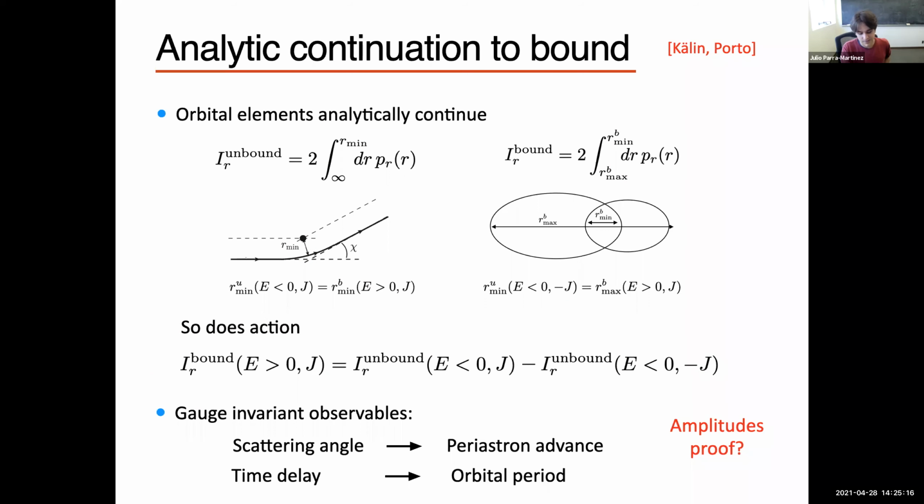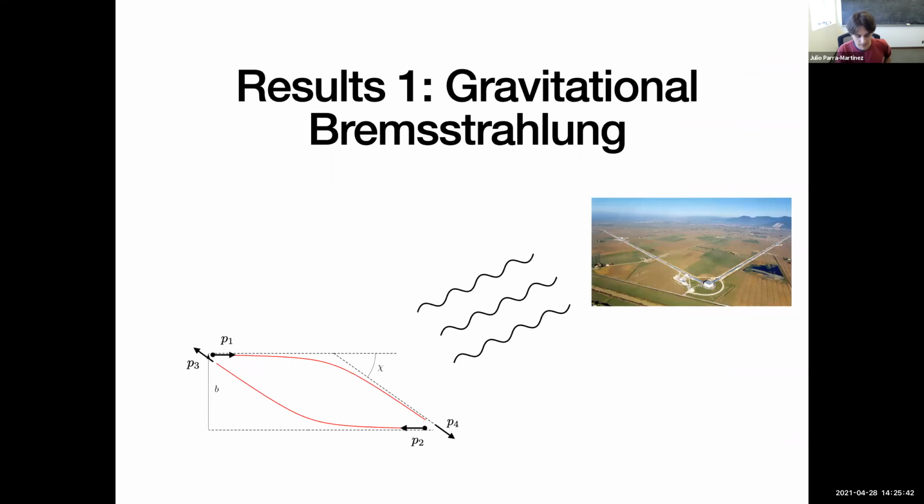So in fact, that gives you formulas for the periastron advance, for instance, in terms of the scattering angle, or for the orbital period of the bound system in terms of the time delay. So we can directly relate the observables in the bound and unbound problem. The proof of this is purely classical. This is done using classical mechanics. We don't have a quantum mechanical proof, but I think it would be very interesting to understand how this works in quantum mechanics. Okay, so I just have 5 minutes, so let me flash some results.